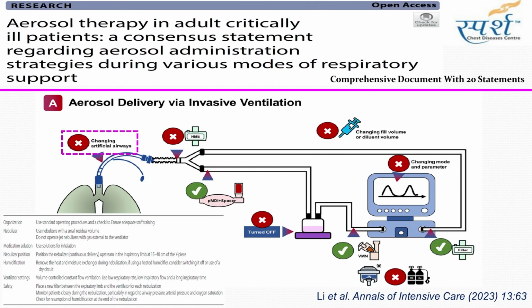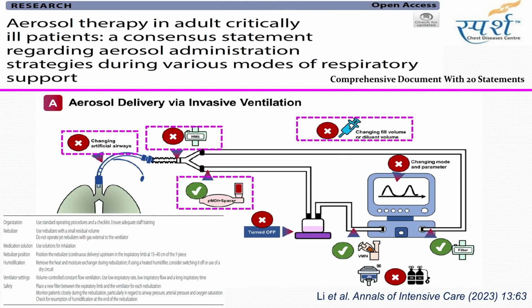So first, don't change airways just because the diameter of the endotracheal tube is narrow. It doesn't mean it will affect the delivery. If you are using an HME, use a bypass rather than disconnecting the HME, because now we have HMEs with bypass for aerosol therapy. I have stopped using a pMDI spacer. The fill volumes, whether less or more, will not make a difference to the delivery.